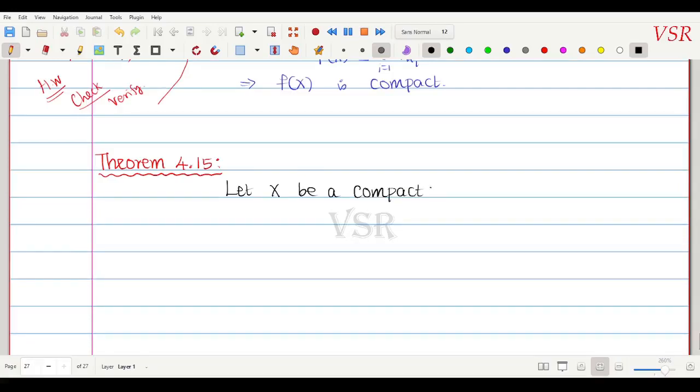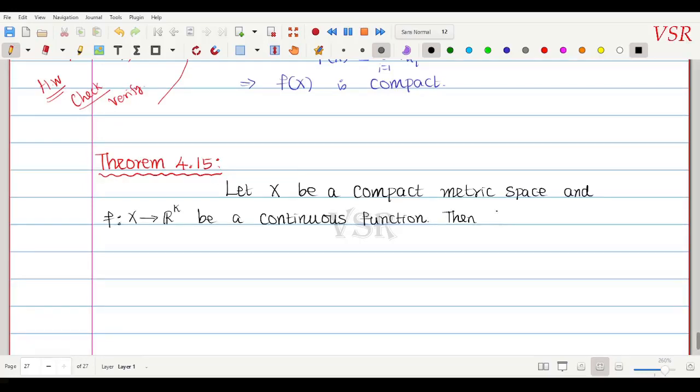Compact metric space, and f is a function from X to R power k. Be a continuous function. Then f is bounded.